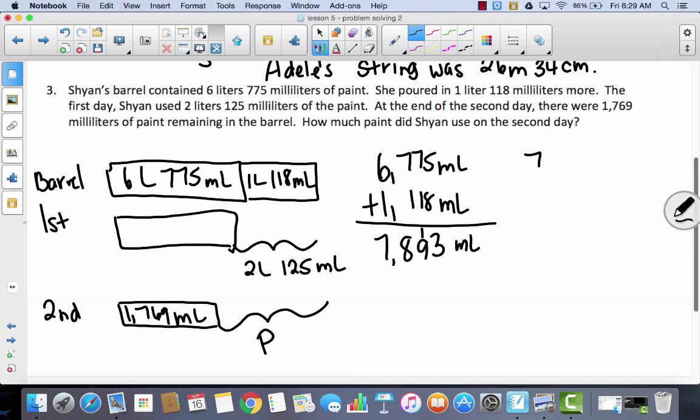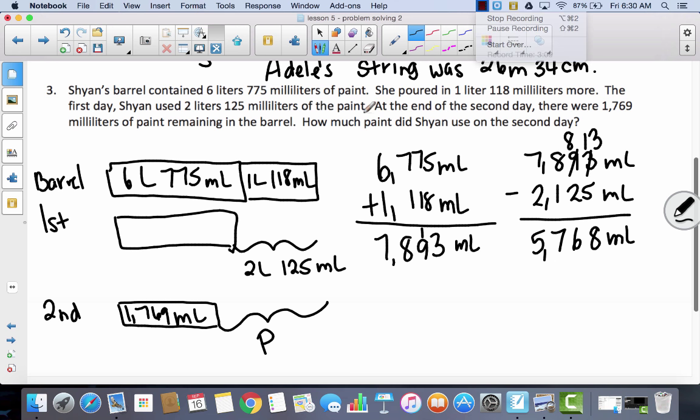So I'm going to take 7,893 milliliters and I'm going to subtract 2,125 milliliters to find the difference. I'd like for you to find the difference all by yourself and then let's come back and compare. Okay, so I ended up with 5,768 milliliters. So that's how much paint was left after the first day.